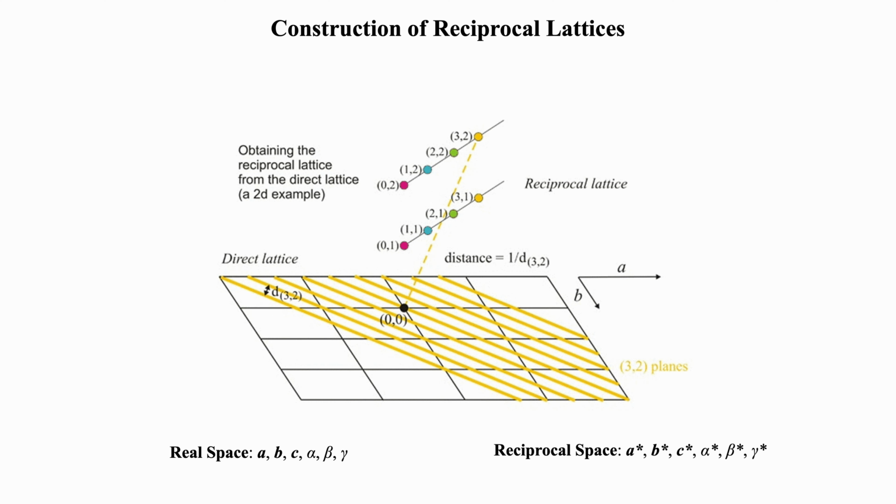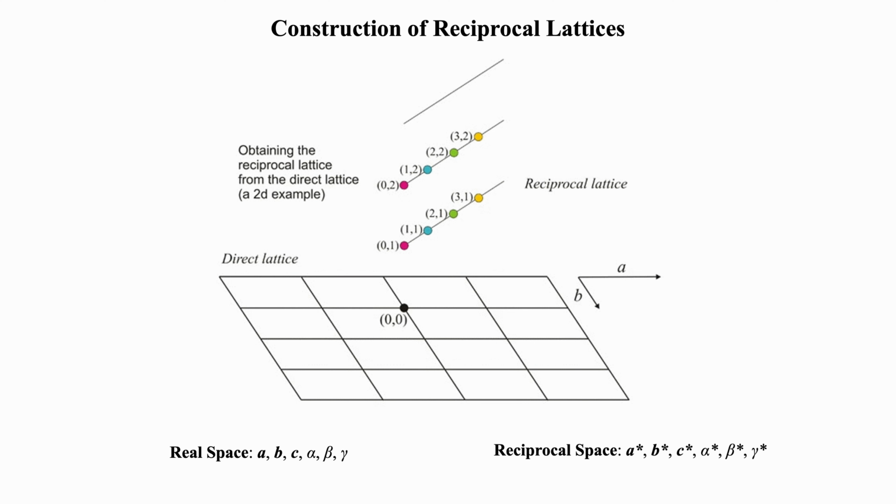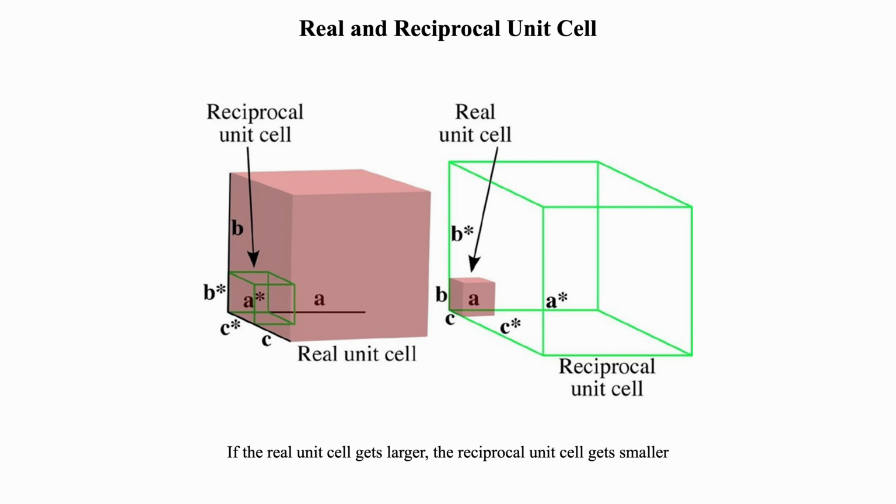By knowing the relationships between real and reciprocal vectors, we can interpret diffraction patterns and derive information about the crystal's internal structures. Just as we have a unit cell in the direct lattice that defines the repeating structure, we have a reciprocal unit cell in the reciprocal lattice.